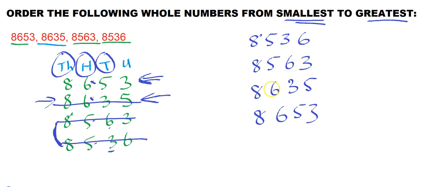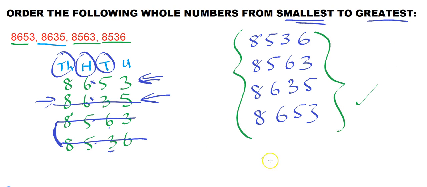That becomes a 6, and then we have these two numbers with a 6 in the hundreds column, so they're even, and then next is a 3, and then a 5, and we know that 3 is smaller than 5, so that's correct. So this is the correct order from smallest to greatest.